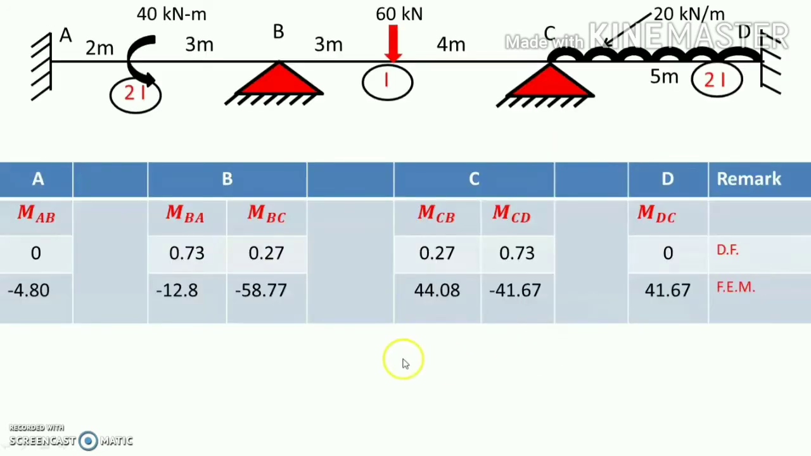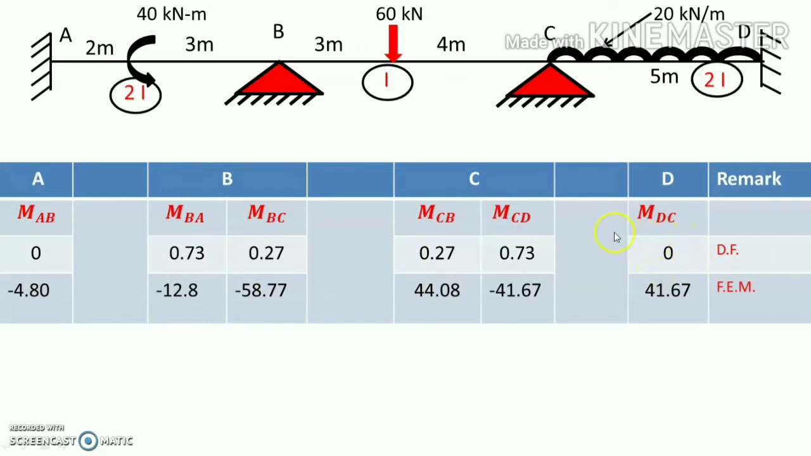In this table, the first row is the joints, the second row is the members, the third row is the distribution factors, and in the fourth row we enter the fixed end moments we have calculated below BA, BC, CB, CD and AB. Now here no need to balance because the DF at A is 0 and at D, DF is 0. That is why no need to balance the supports A and D. So we only have to balance the supports B and C.